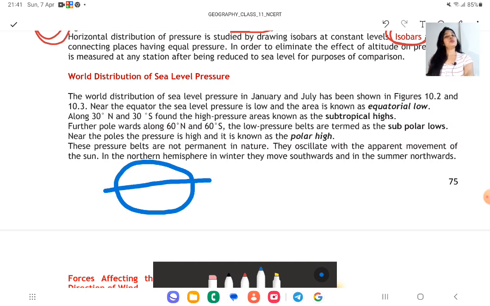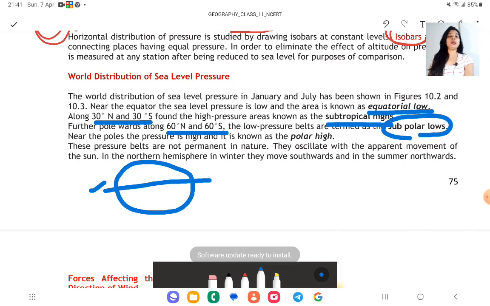We have seen that in the equatorial region we have equatorial low pressure. Then in the region which is your 30 degree north and 30 degree south, you can see that the high pressure area is there. They are your subtropical highs. And again in 60 degree north and south, you will see your subpolar low. And again in the polar region, there will be high pressure. So this is the distribution overall.